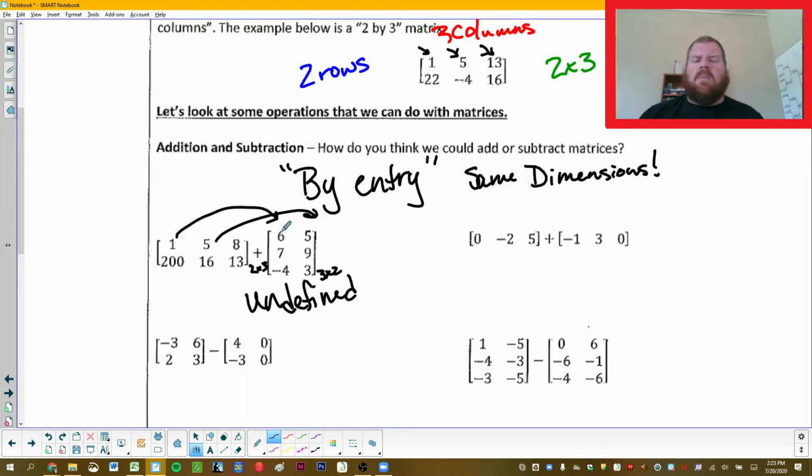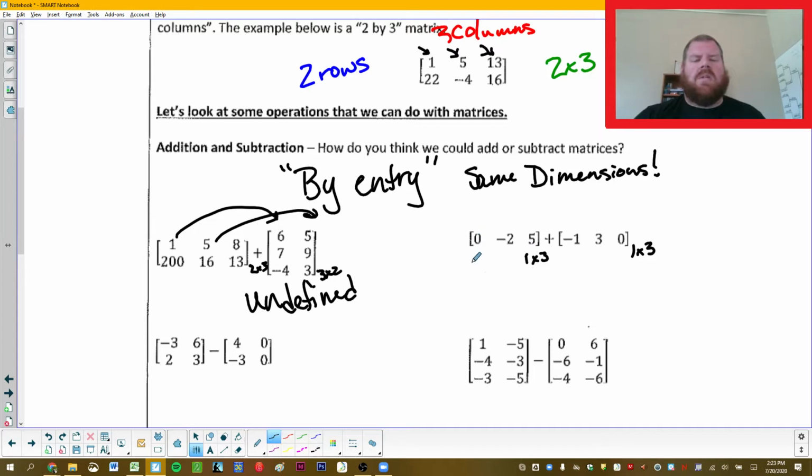This one has 3 rows and 2 columns. This one has 2 rows and 3 columns. Since those don't match, there is no sum. It's undefined. This one can be done because this is a, sorry, not a 3 by 1, a 1 by 3. And this one is 1 by 3. Since the dimensions match, we can add them together, and it's entry by entry.